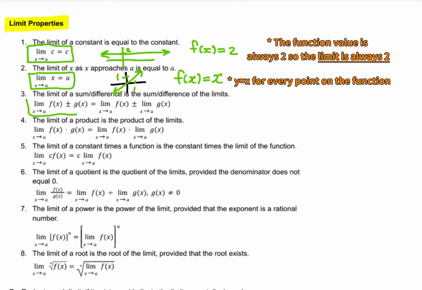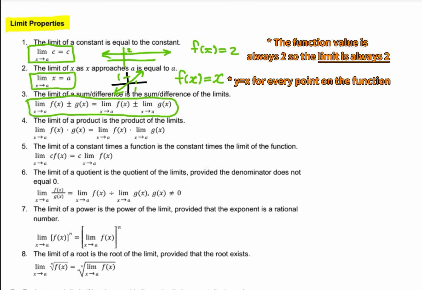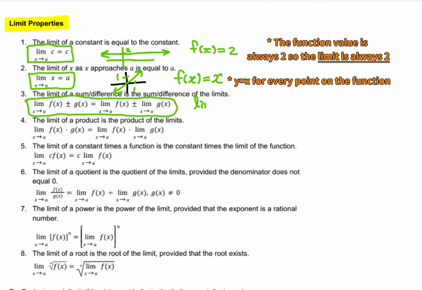Property 3. The sum and difference property. The next property is the sum and difference property. This property says that the limit of a sum or difference is equal to the sum or difference of the limits. Let's look at an example. We have the limit as x approaches 2 of x plus 5. We can separate this into two limits. The limit as x approaches 2 of x, plus the limit as x approaches 2 of 5.